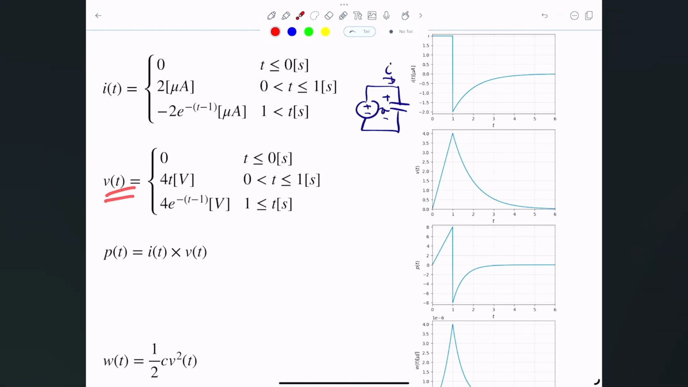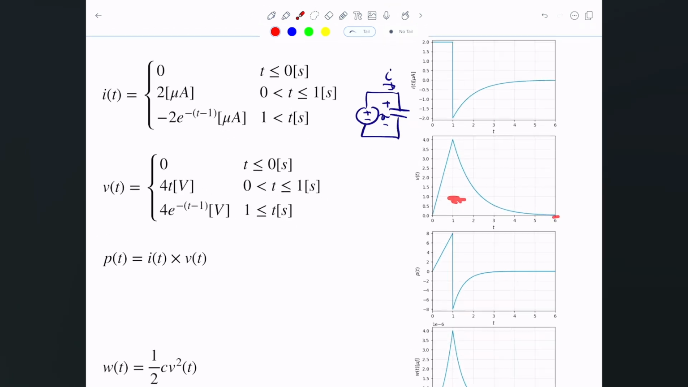So that voltage we were given has different ranges. Before 0, I'm just not plotting it because everything is 0 before 0. So you'll see that the x-axis, which represents time in seconds, is just starting at 0. We were given that it's 4t, and of course if it's a function of time, that's linear, and that's what you see in here. That's v of t, linear all the way up to 1 second. And after the 1 second, it's exponentially decaying, and it goes all the way to 0. Of course, when t goes to infinity, that voltage will go to 0.